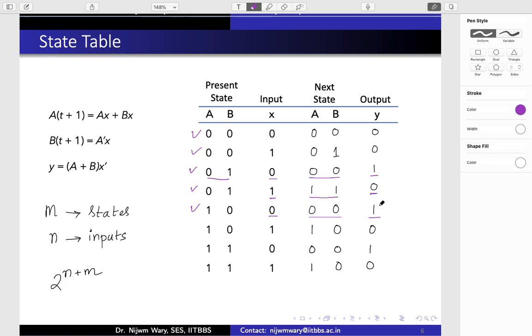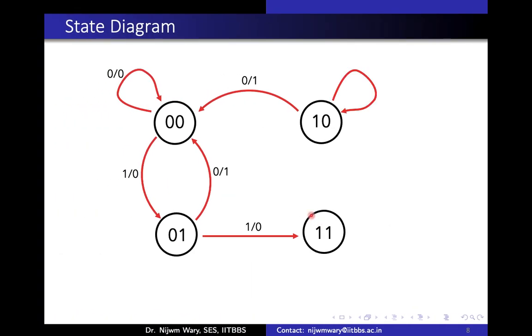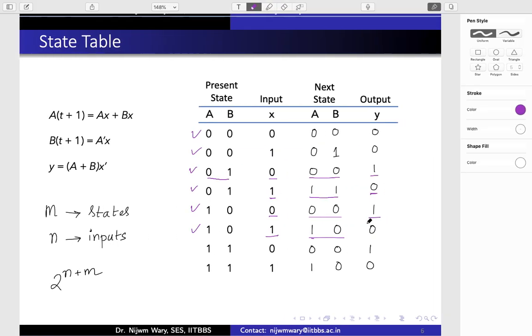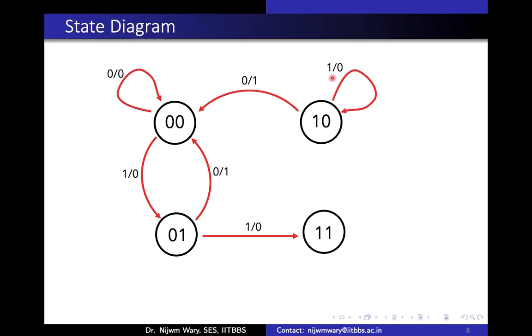The next thing we'll see is from 1 0, if the input is 1, the output is 0. It is going from 1 0 to 1 0, so it is coming back to the same state. So I can draw an arrow indicating that it is staying in the same state whenever the input is 1. The output corresponding to this is 0. So whenever I'm in state 1 0 and the input is 1, again the output is 0 and it stays in the same state.